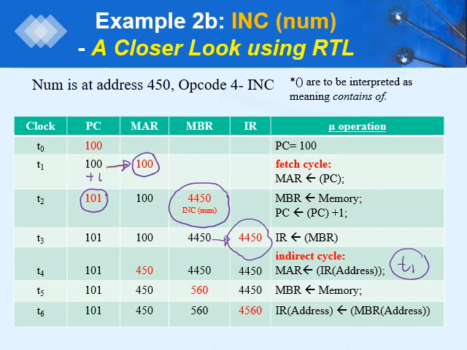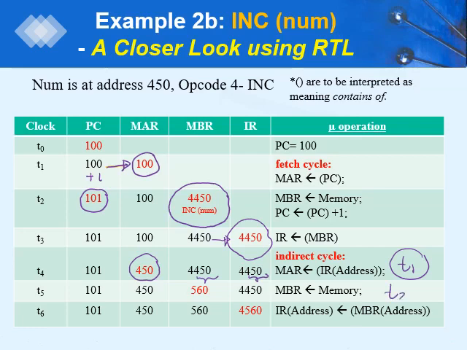So the address field of that instruction, this 450, is transferred into MAR. So that's why MAR only has 450. You cannot bring the whole 4450 because the 4 at the front is the opcode and that is the instruction. MAR is the memory address register. It can only contain an address. So now address 450 is in there.